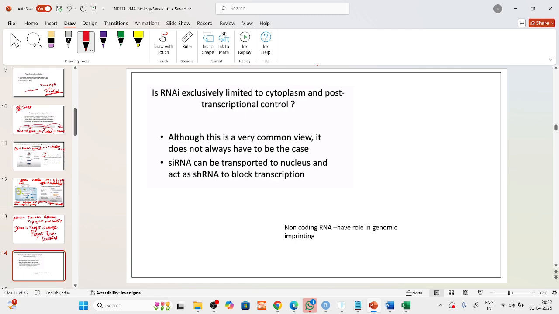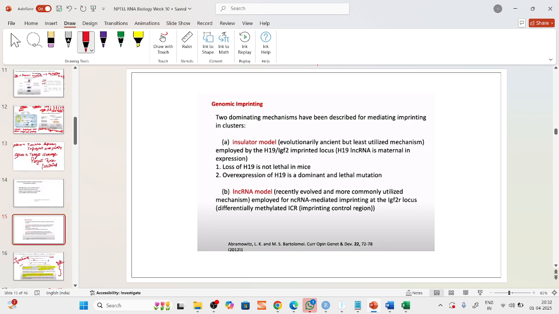is RNA interference exclusively limited to cytoplasm and post-transcriptional control? No. Although mostly it happens in the cytoplasm, there is shRNA which can go again from the cytoplasm to the nucleus and it can block the transcription process. This is what we have studied.